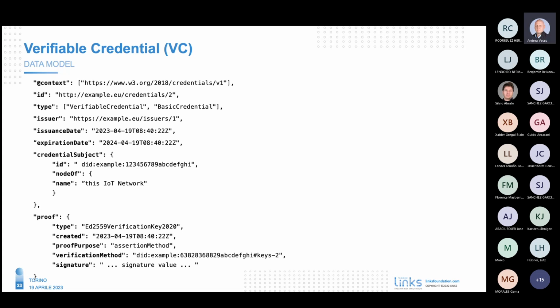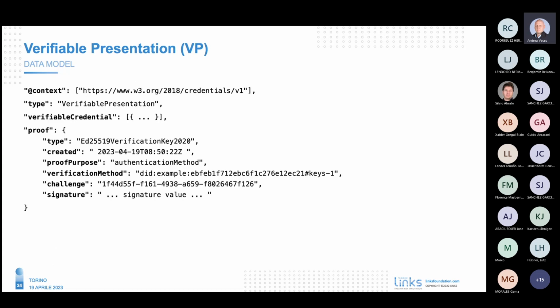And then again, a proof, the proof made by the issuer with the signature at the end. And this is the verifiable credential. The verifiable presentation simply wraps a verifiable credential where the proof, in particular the signature, is made by the holder of this verifiable credential. So these are the two very simple data models of such a kind of digital credential.